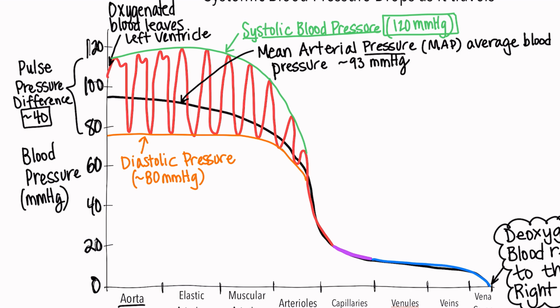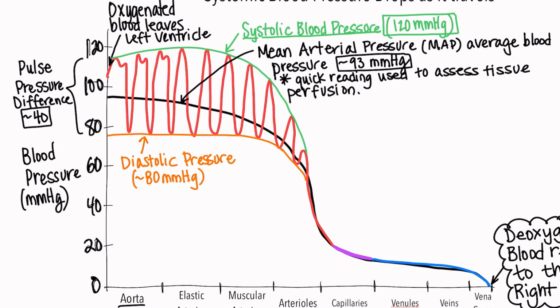Now, this matters clinically. They usually keep track of this because if it falls too low, then it's an indicator that perhaps the tissues are not getting adequately perfused. So I consider this a quick reading that's used to assess tissue perfusion. And tissue perfusion is how well blood is flowing through an organ in order to be adequate for gas exchange and nutrient delivery and waste removal.